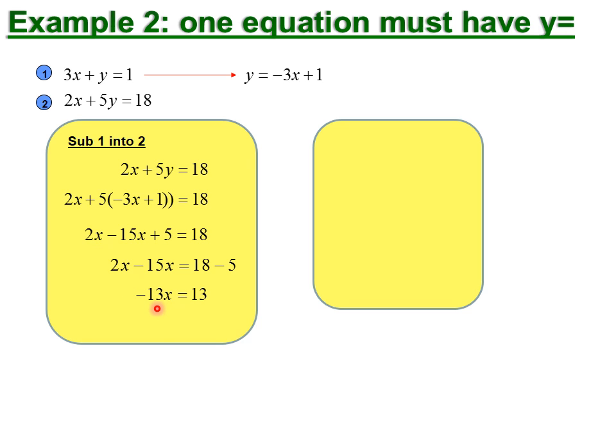And now we're going to divide. This is going to swing underneath. Negative 13 is going to go under the 13, and that gives us negative 1. So we are almost there. Our x is negative 1. We have half of our point of intersection.